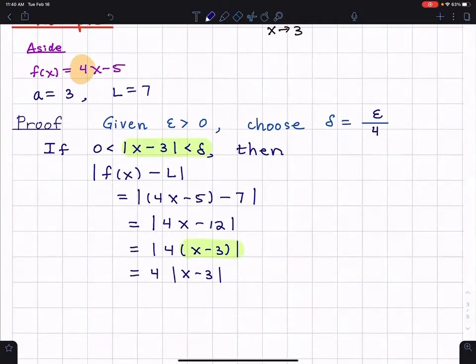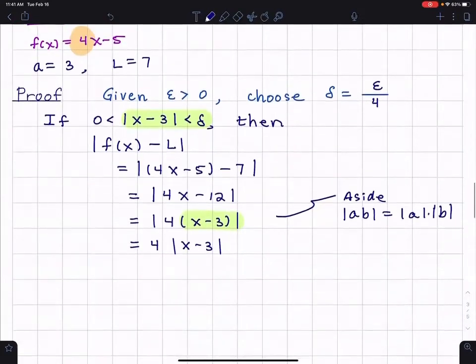So this is a little aside: if I have absolute value of a times b, this is equal to absolute value of a times absolute value of b. We don't need to write that down each time. I'm just writing that here. So when I take the 4 out, I take the absolute value. I want to emphasize that, because if that had been negative 4, when you take it out, you make it positive. Okay, now that's one aside.